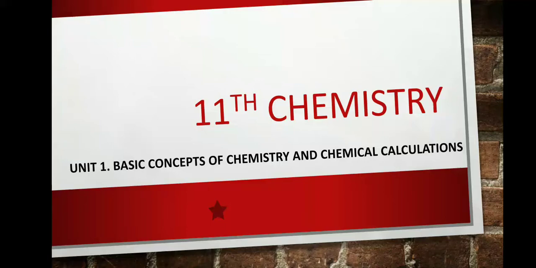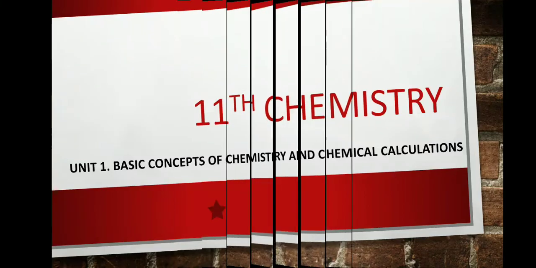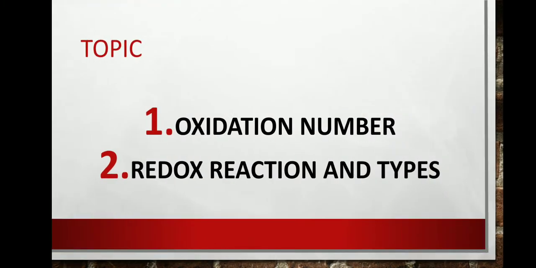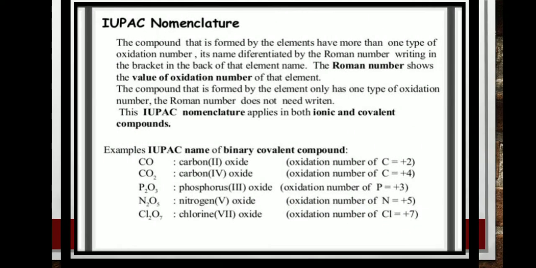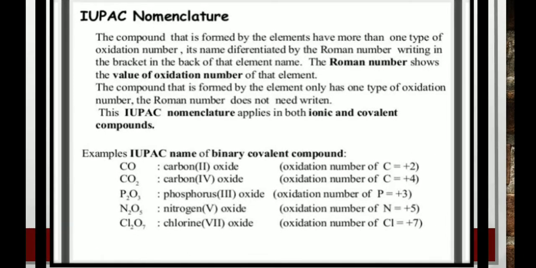Now we are going to talk about basic concepts of chemistry and chemical calculations. Today I take the topic oxidation number, redox reactions and types of redox reactions. First one, IUPAC nomenclature. Just an introduction.